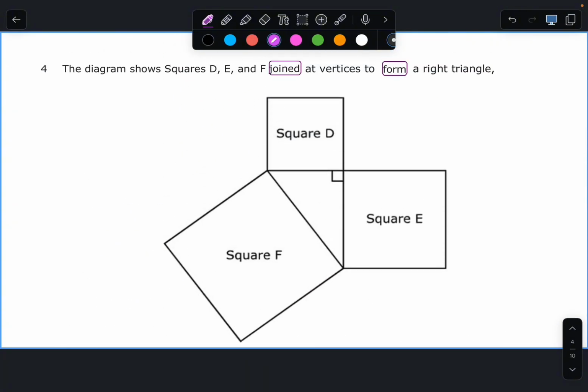Right triangles. What formula did we learn to use with right triangles?